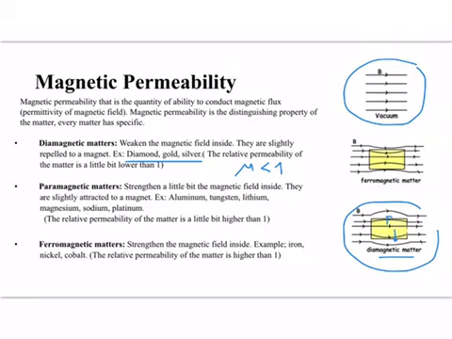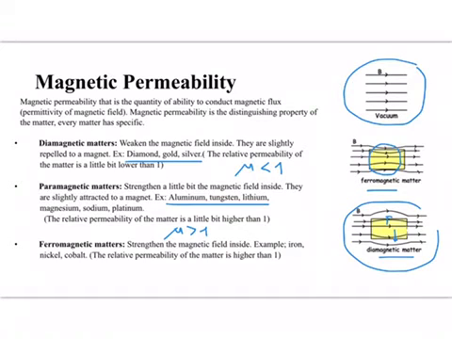The second one is paramagnetic materials. They strengthen the magnetic field inside a little bit. They are slightly attracted to a magnet. Their magnetic permeability is a little bit bigger than 1. The examples are aluminum, tungsten, lithium, magnesium, sodium, and platinum. They are a little bit like ferromagnetic materials, but do not strengthen the field as much.